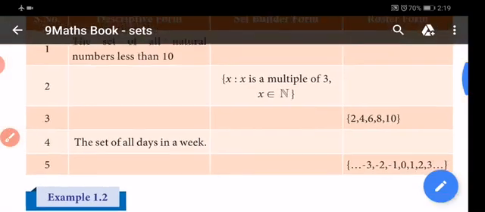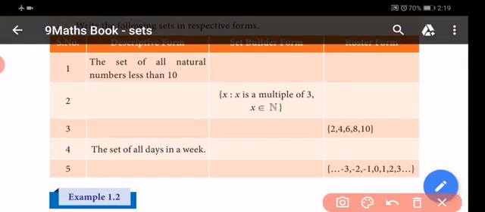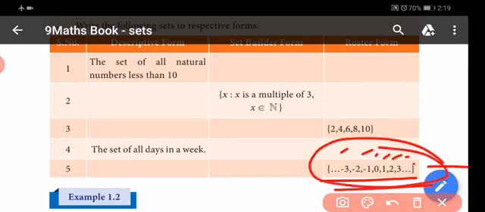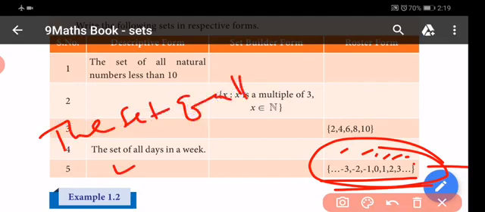Okay, next one, last one, fifth one. Minus up to... -3, -2, -1, 0, 1, 2, 3 and etc. What is the type of numbers you have studied in early classes? It represents the integers. So the set of descriptive form: the set of all integers.